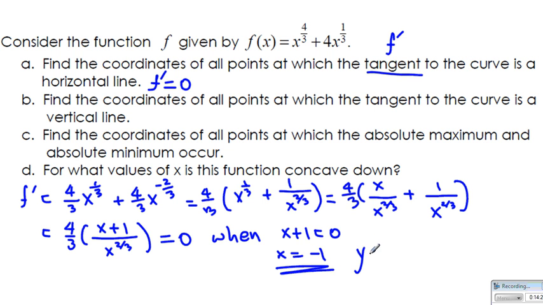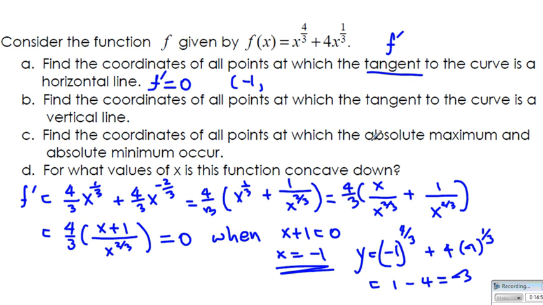Y then is equal to negative 1 to the 4/3 power plus 4 times negative 1 to the 1/3 power. Now, here becomes positive 1 because of the even exponent. Here on the other side becomes minus 4, which is equal to negative 3. So therefore, our final answer for A is negative 1, comma, negative 3.